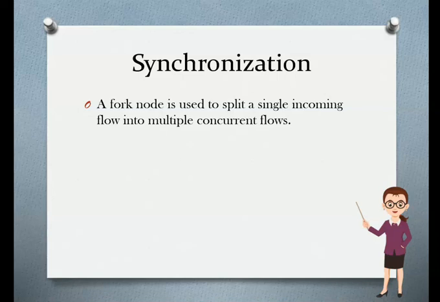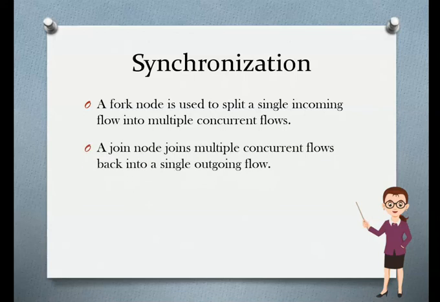A fork node is used to split a single incoming activity or flow into multiple concurrent activities. Suppose I want to pay bills, I want to pay the admission fee. In the same activity, parallelly I can pay the hostel fee, I can pay the sports or gymkhana fee, I can pay the education fee, right? So these are the concurrent activities that can be performed. To represent these parallel activities, we use a synchronization bar, that is nothing but a fork.